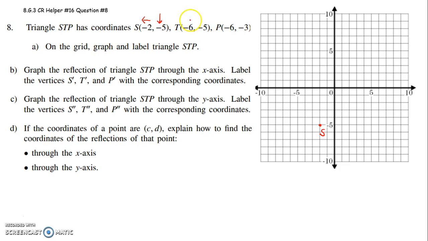T is (-6, -5). Again, I would start at the origin. I'd move 6 left and 5 down. So I'd go 6 left and then 1, 2, 3, 4, 5 down. We'll call that one T. P is (-6, -3). So this one's 6 left, 3 down from the origin. These are all in the third quadrant. 6 left and 1, 2, 3 down. That will be P. So it's this beautiful right triangle.